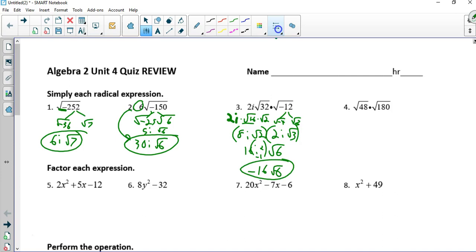Again, you can multiply 48 times 180, but that's going to give you a pretty big number. So my suggestion is to break it down to 16 and 3 and 36 and 5. And again, just use the green charts on the desks. If you're at home looking at this, this is in your unit notes. You have the breakdown of the numbers also. So this is 4 root 3 times 6 root 5, which gives you 24 root 15.